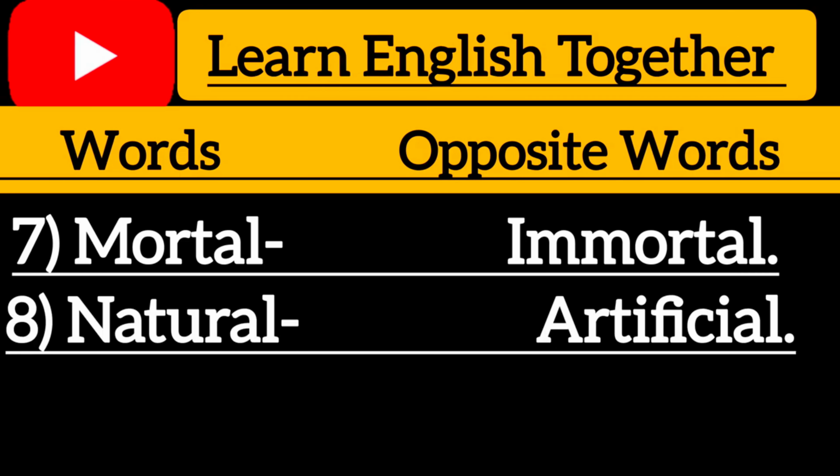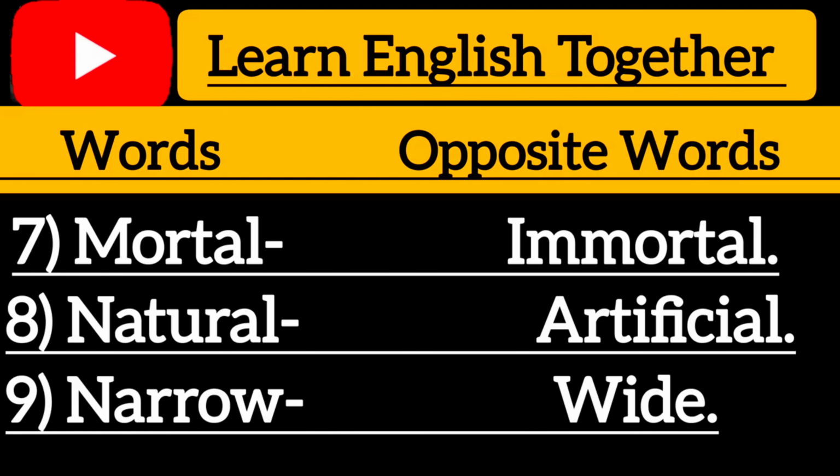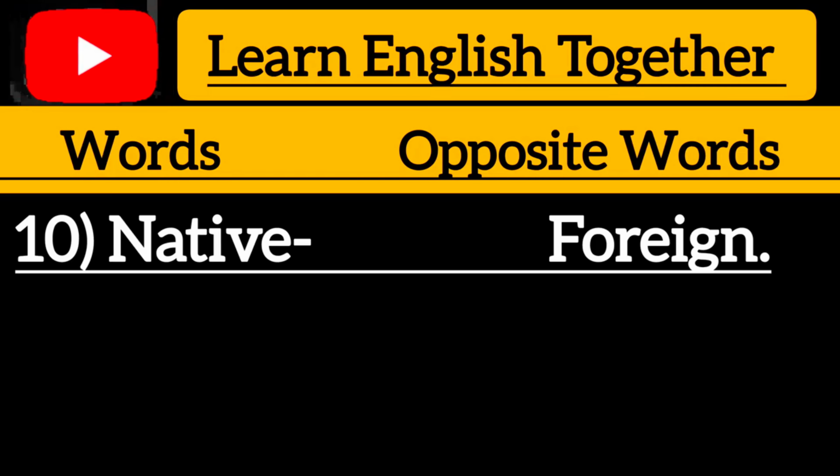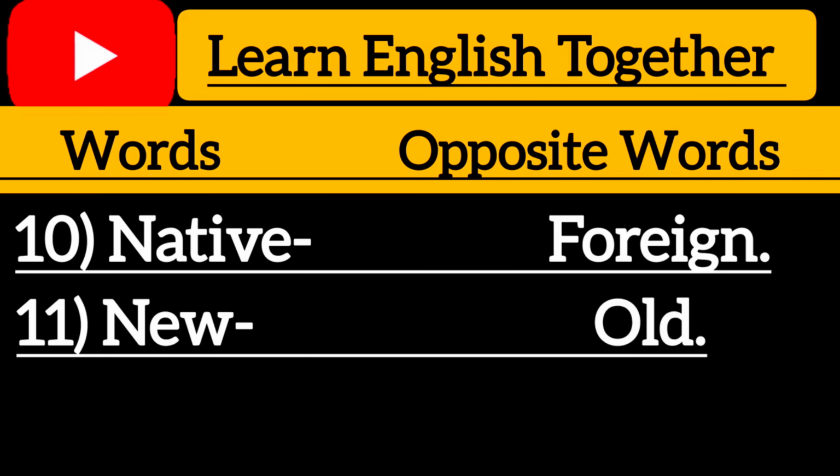Number 8, natural. Opposite word is artificial. Number 9, narrow. Opposite word is wide. Number 10, native. Opposite word is foreign. Number 11, new. Opposite word is old.